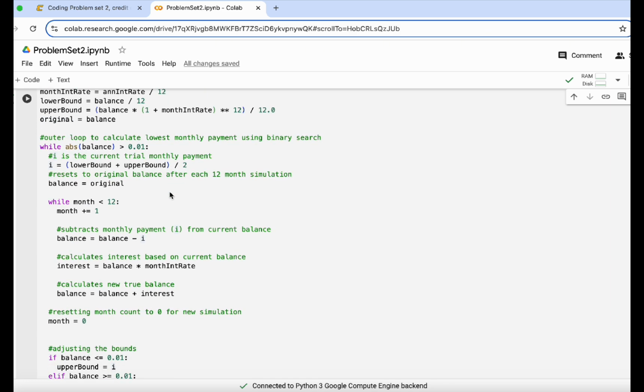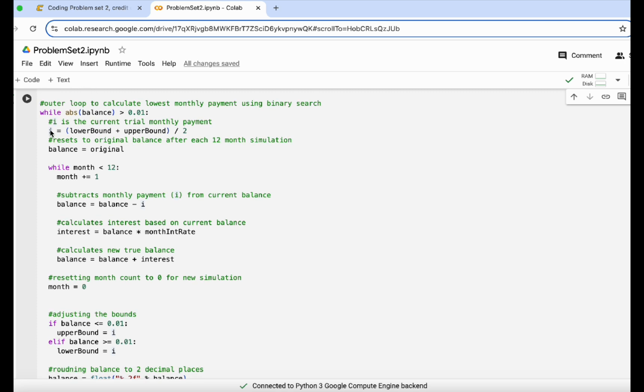works down here. So this first while loop is the outer loop, which is used to calculate the lowest monthly payment, and this is using a binary search. So this while loop is going to continue to run until the balance is paid off. So it'll iterate until it finds that whatever. It's, in a sense, like the precision of floating point. That's the best way to say it. It's just running until we're as close to 0 as possible. So that's why we're using this 0.01, the 1 cent.